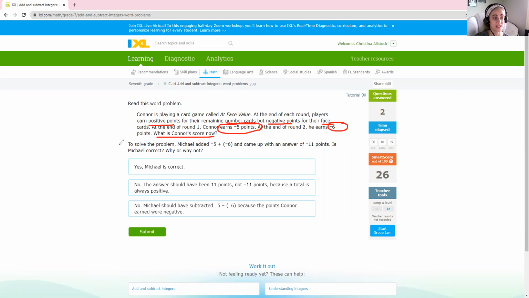Okay, let's see what Michael did to solve it. To solve this problem, Michael added negative 5 plus negative 6 and came up with the answer of negative 11 points. Is Michael correct? Why or why not? First off, do we agree with how Michael set up the problem? I do. We want to know the total number of Connor's score, his total number of points. Therefore, we need to add negative 5 and negative 6.